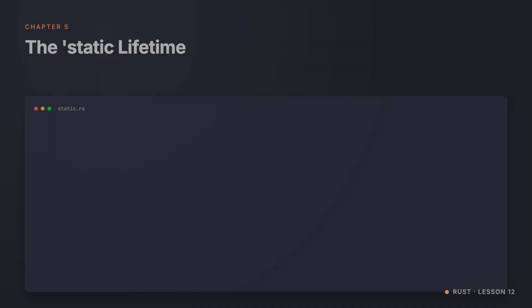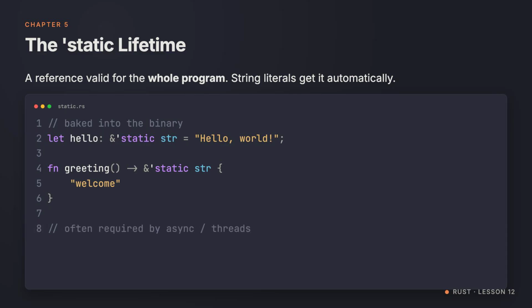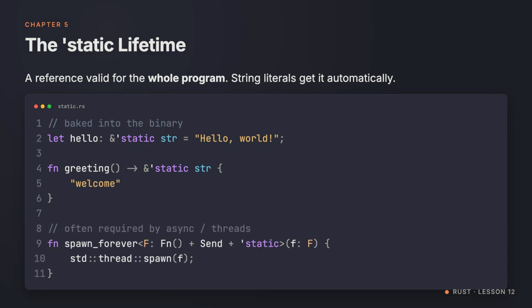One special lifetime deserves its own name: 'static. A reference with the static lifetime is valid for the entire duration of the program, from start to finish. String literals, the text you write in double quotes in your source code, all have the static lifetime because they're baked into your binary and never moved or freed. You can also write types with a static bound, which says any data inside must outlive the whole program. The static lifetime is also often required by asynchronous code and multi-threaded code, because those operations can run for arbitrarily long, and anything they touch must live at least as long.